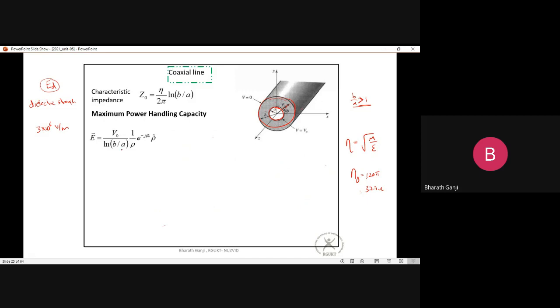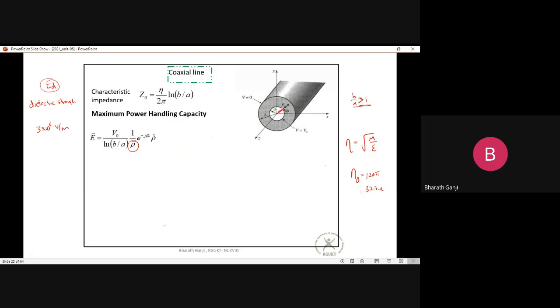the electric field expression we have already derived. We got the expression for electric field like this. If the potential is V naught, we have the expression for electric field as V naught by ln of b by a, 1 by rho, e power minus j beta z, rho cap. I think you can see that the electric field has a rho dependency. Rho is from your cylindrical coordinate system. It is nothing but the perpendicular distance from origin.